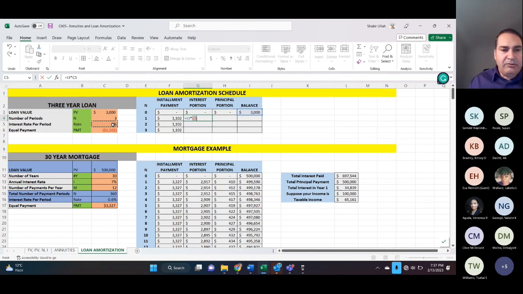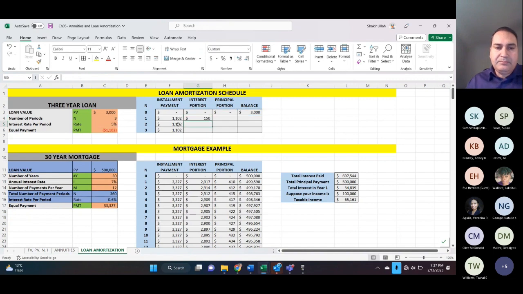Okay. And again, if you press this F4 button on your keyboard, this dollar sign will appear with this interest rate cell reference, which means that if I drag it down or right, it will not change. So the interest amount is $150. The remaining payment will go towards reducing my principal.